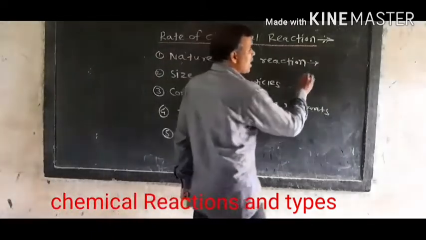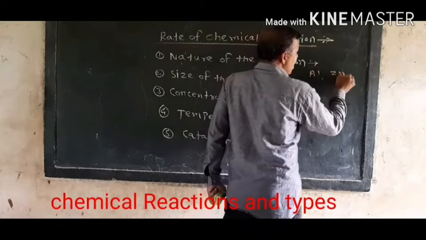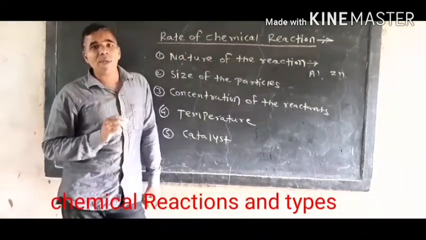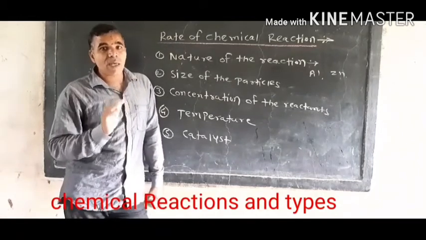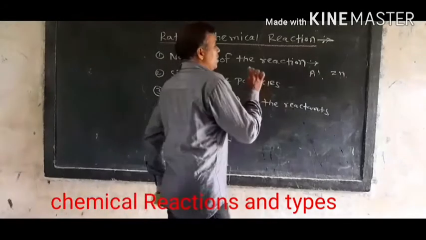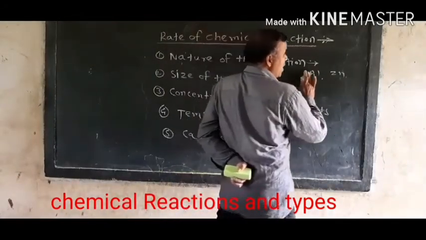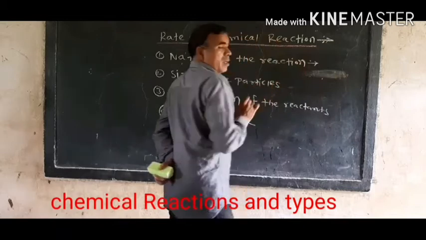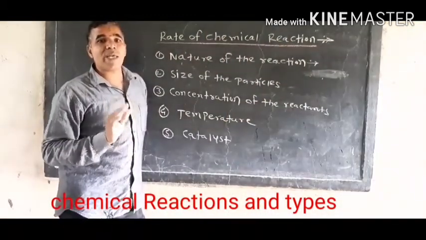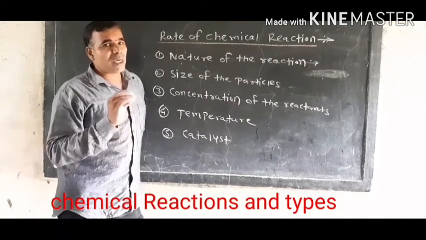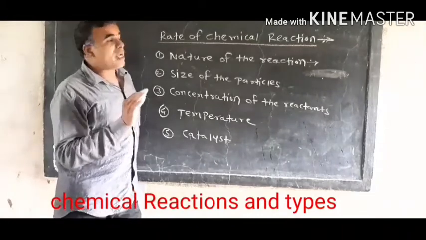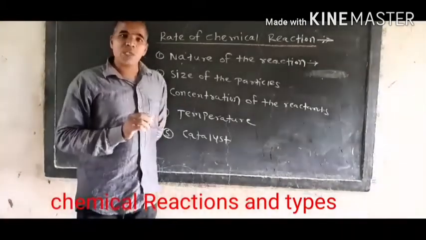For example, aluminium and zinc: if one of these two is the more reactive element, then the reaction can be faster. That means if the reactant in the chemical reaction is more reactive, then the chemical reaction is faster.